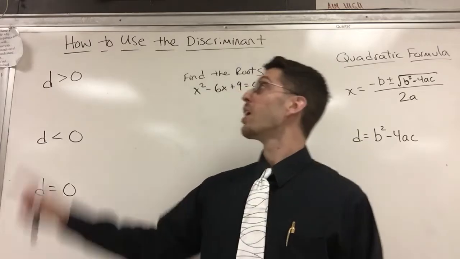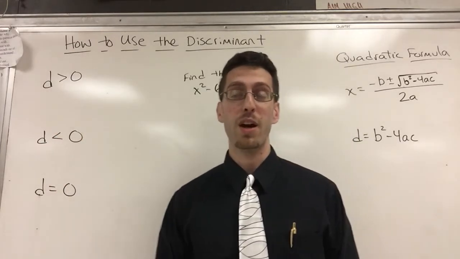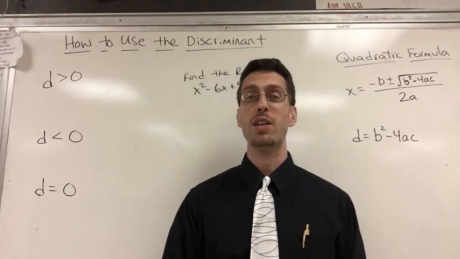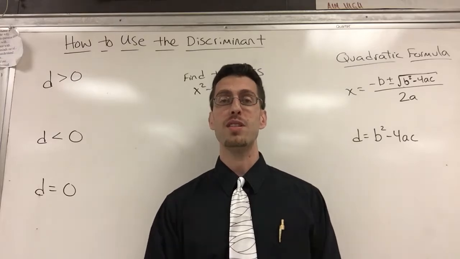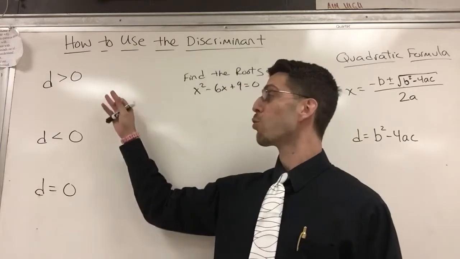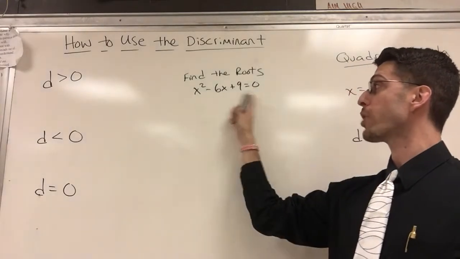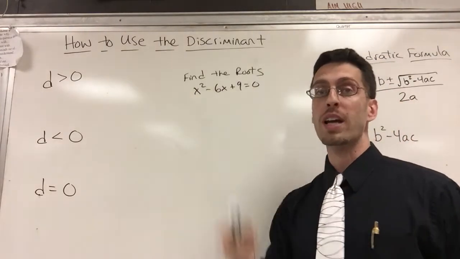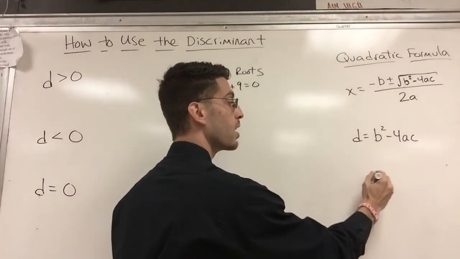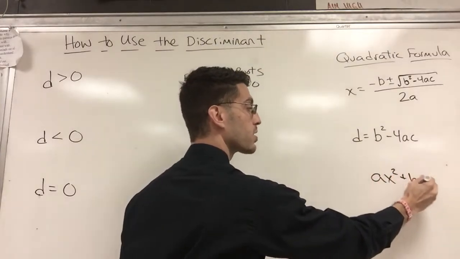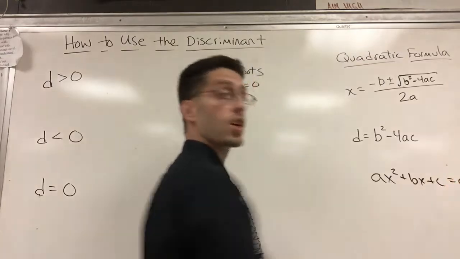Today we're going to do using the discriminant, all right? And the discriminant doesn't really give you answers, it just describes what roots look like. So let's say you have a quadratic equation, and it's in standard form. When I say standard form, I mean ax squared plus bx plus c is equal to 0.